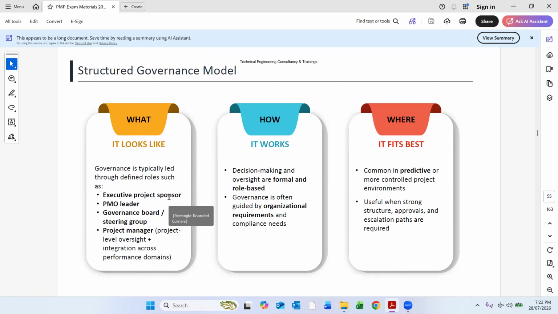He should be aligned with the organization requirements, and this is common in predictive or more controlled project environments. So predictive is plan ahead. This is where governance is more common in the predictive life cycle. Usually useful when strong structure, approvals, and escalation paths are required. So escalations are required when there are some issues. So it is best fit in the predictive life cycle. But in adaptive, we have different leaders, we have a different governance style.